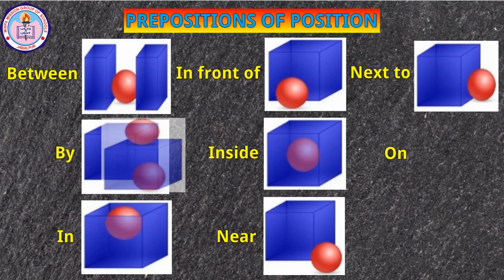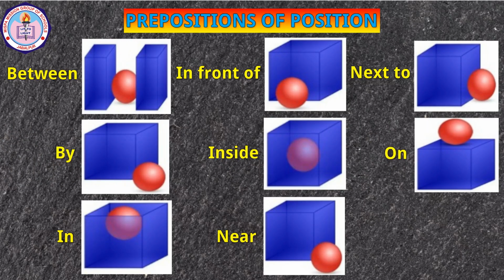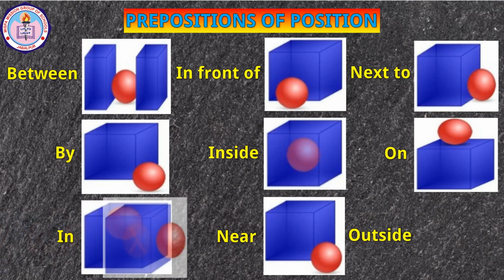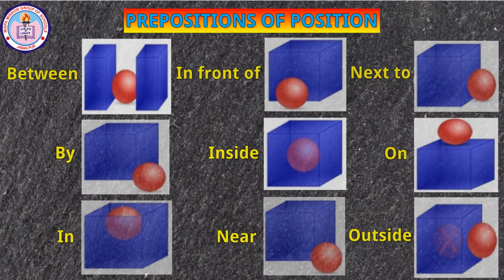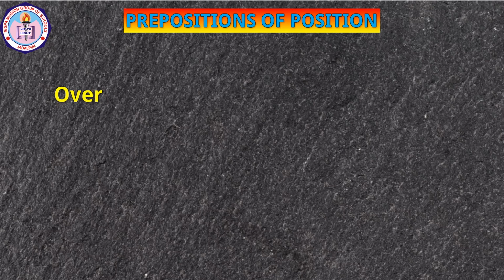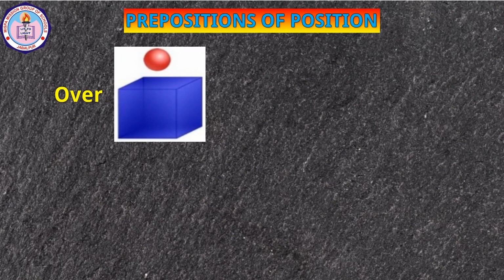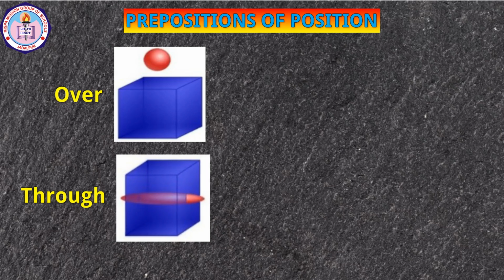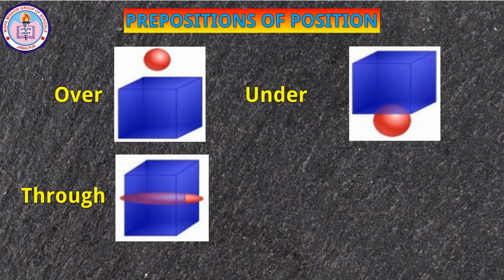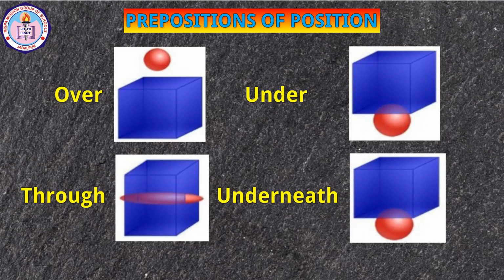On. The red ball is on the blue box. Outside. The red ball is outside the blue box. Over. The red ball is over the blue box. Through. The red ball is running through the blue box. Under. The red ball is under the blue box. Underneath. The red ball is underneath the blue box.